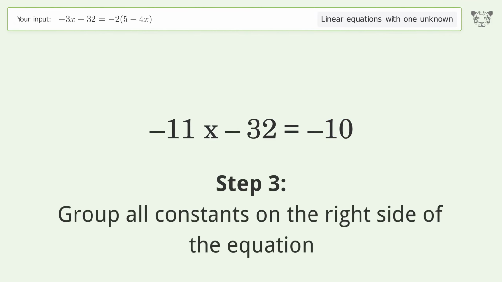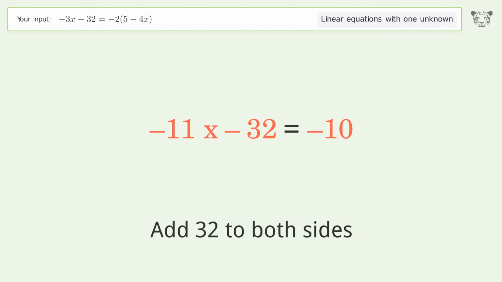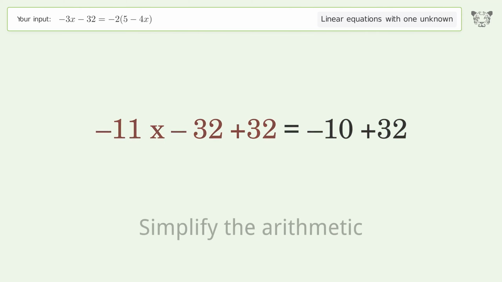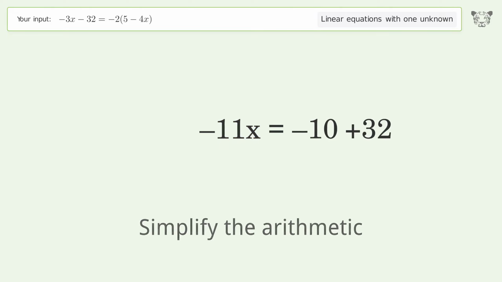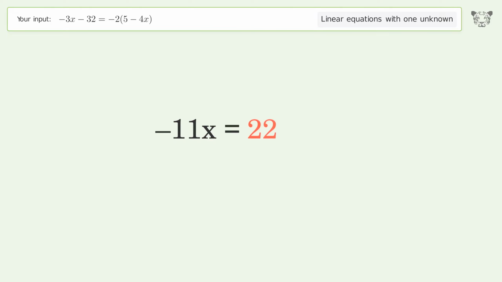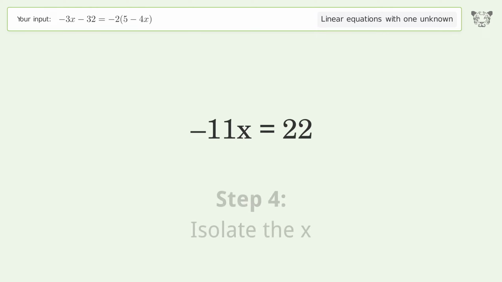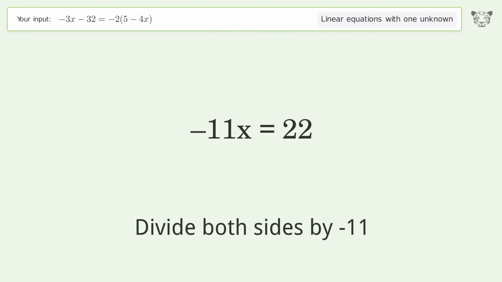Group all constants on the right side of the equation. Add 32 to both sides. Simplify the arithmetic. Isolate the x. Divide both sides by -11.